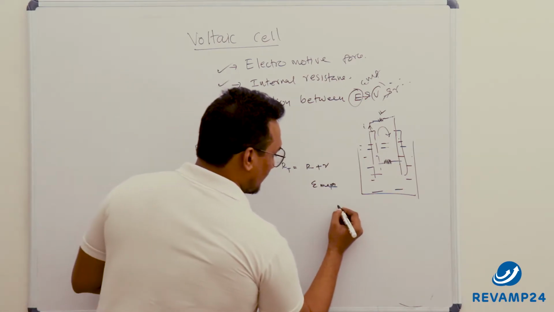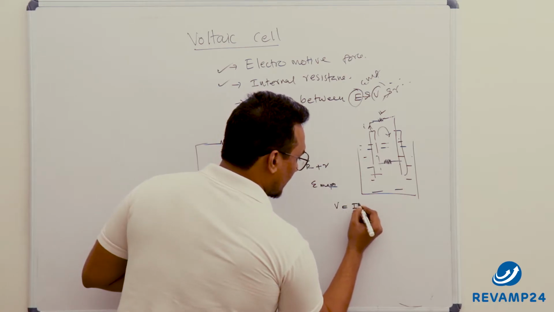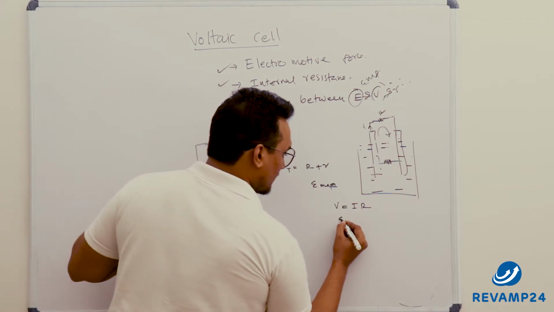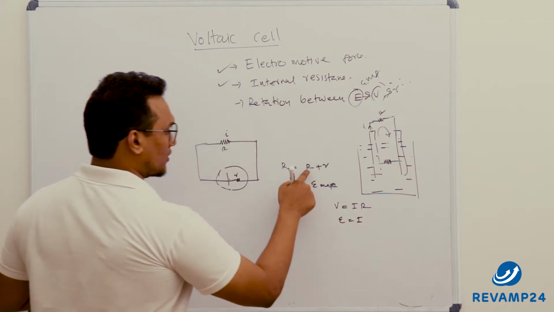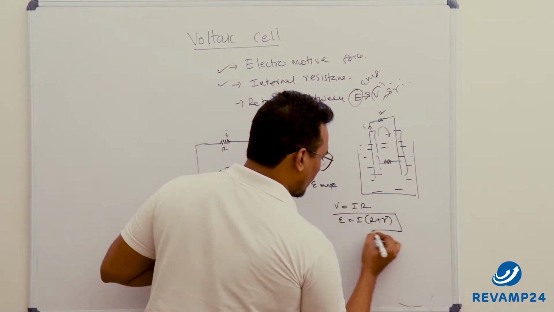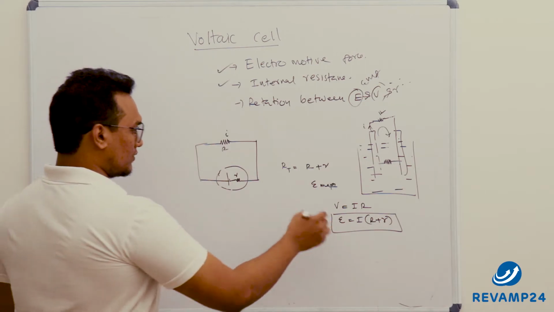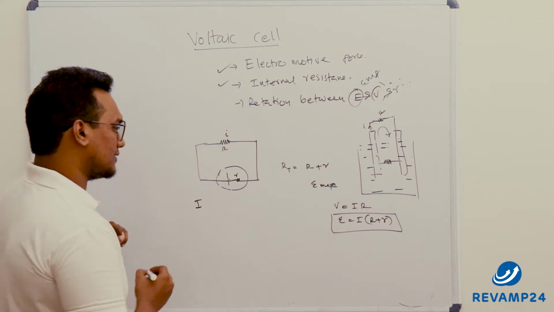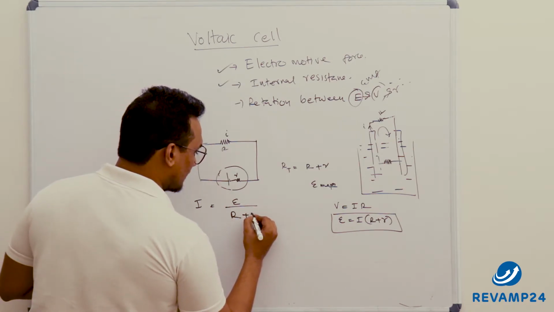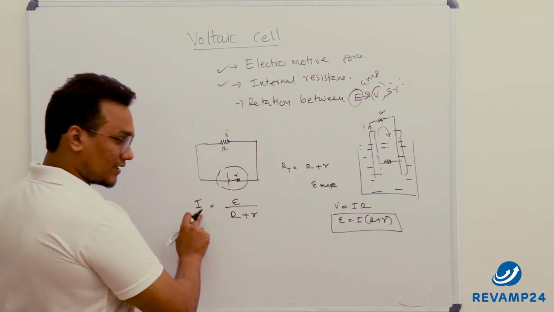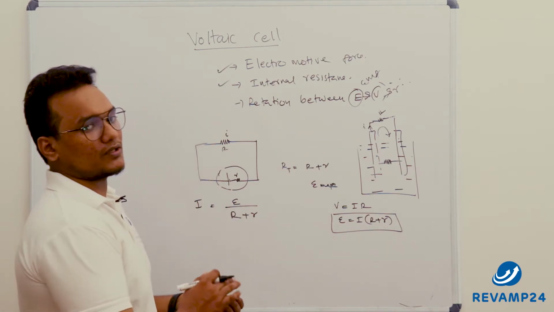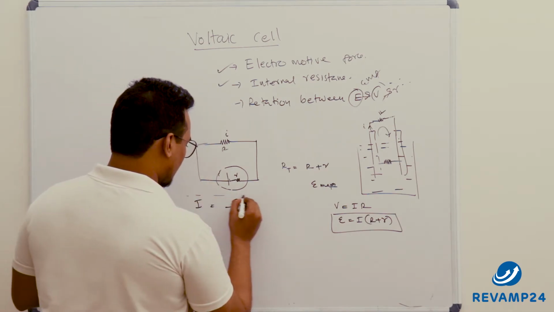Now to get the current from Ohm's law, we know V is equal to IR. Now instead of V, this will be EMF, right? EMF is equal to I into, what is the total resistance here? External resistance plus internal resistance. This is a very important relation. Or I could say that the current passing through the circuit is equal to EMF divided by external resistance plus internal resistance. Very important relation this is.